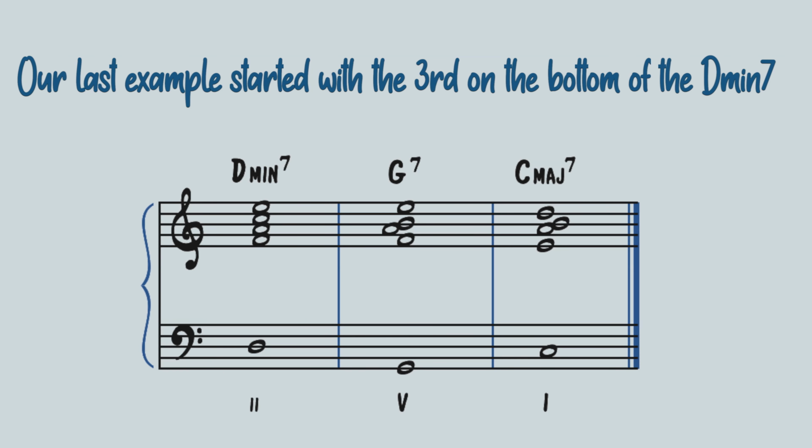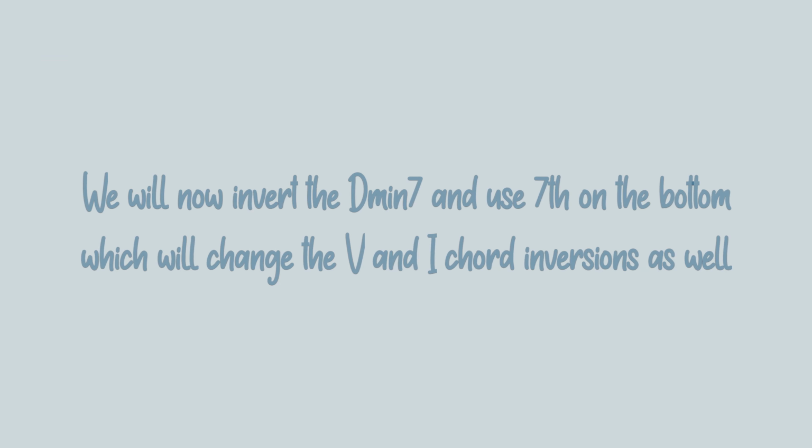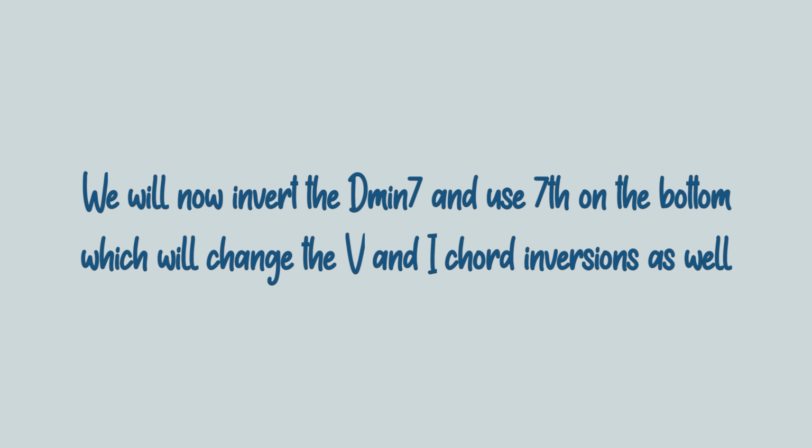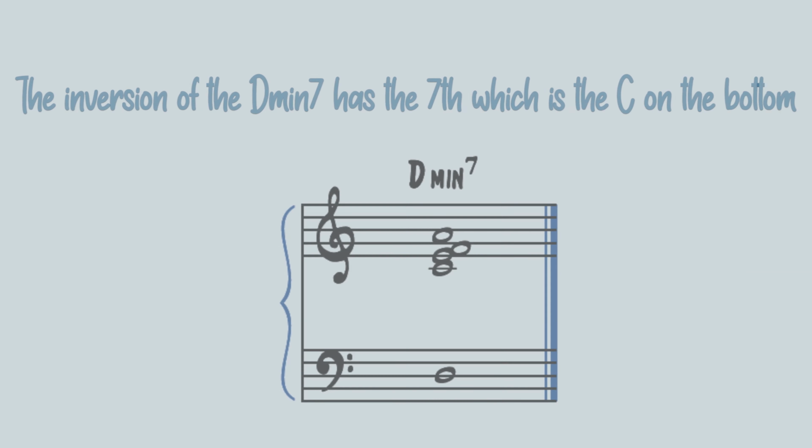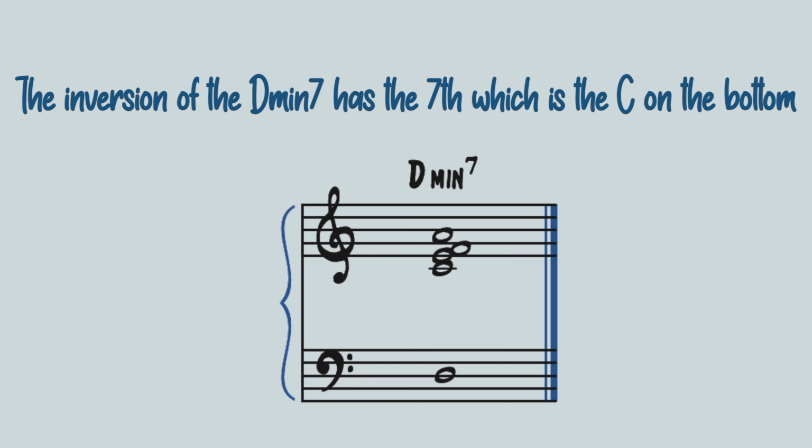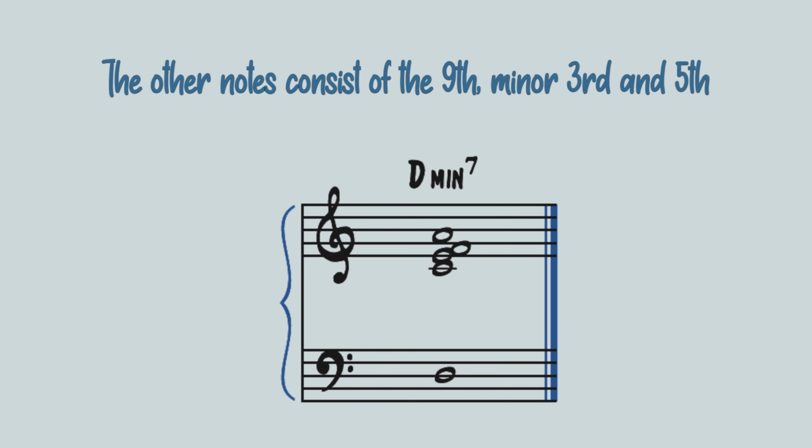Our last example started with the 3rd on the bottom of the D minor 7. We will now invert the D minor 7, use the 7th on the bottom, which will change the 5 and 1 chord inversions as well. The inversion of the D minor 7 has a 7th, which is the C, on the bottom. The other notes consist of the 9th, minor 3rd, and 5th.